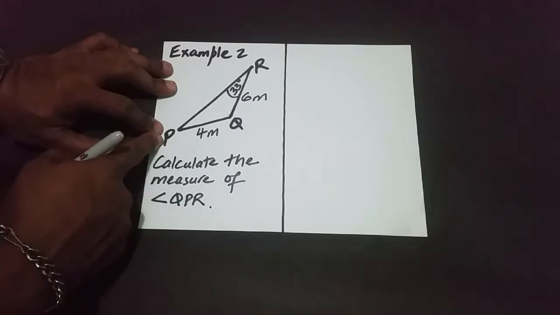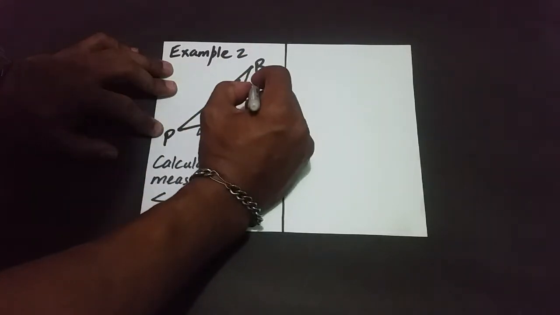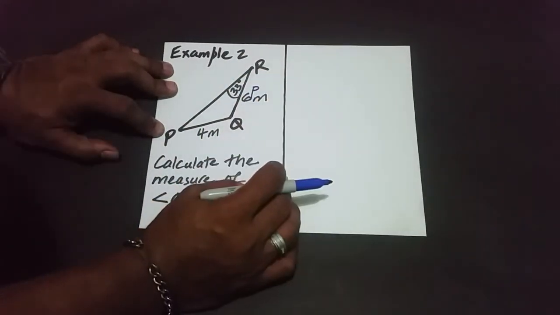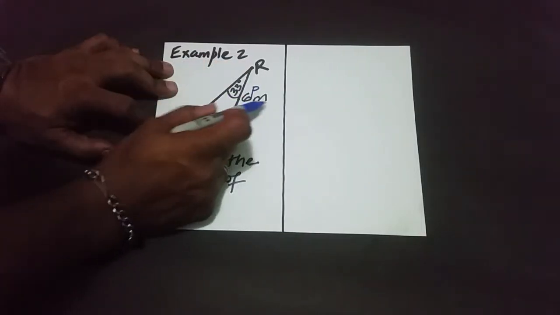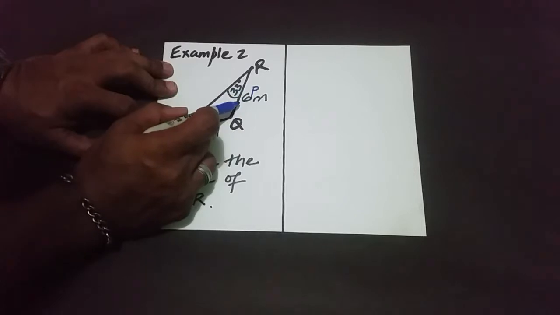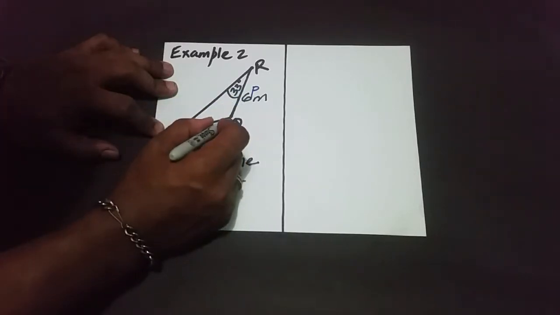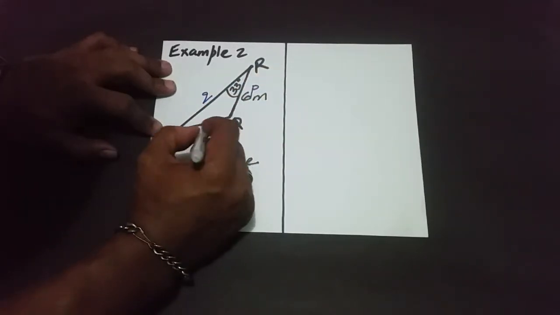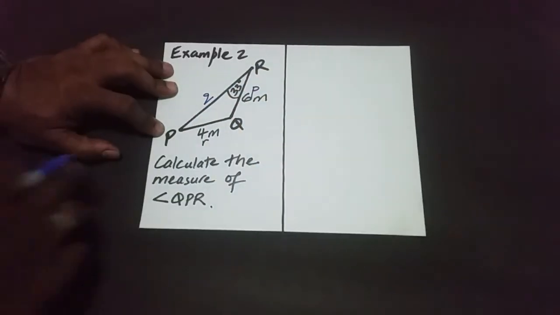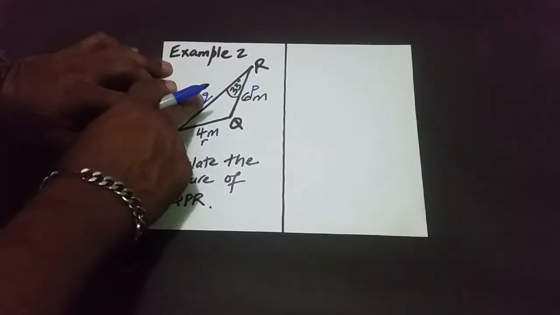So this is big P, so the side opposite that would be little p. Remember, little p is the same as QR, and the length of QR is 6 meters. So little p is 6 meters. This is big Q, this side would be little q, and this is big R, and this side would be little r. So we have the capital letters which denote angles, and the small letters which denote length of side.